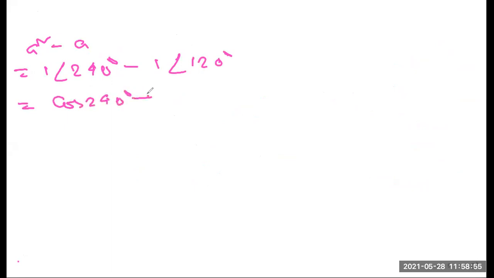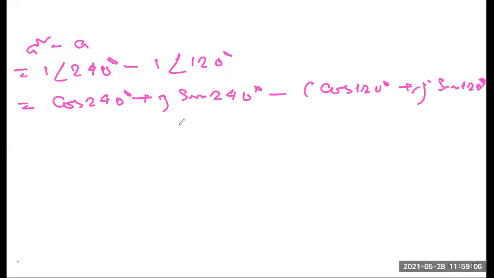This thing is a square minus a. So this is 1 angle 240 degree minus 1 angle 120 degree. So this is cos 240 plus j sine 240 minus cos 120 plus j sine 120 degree. What is cos 240? It is all sine 10, means cos 60, minus cos 60, so minus half.